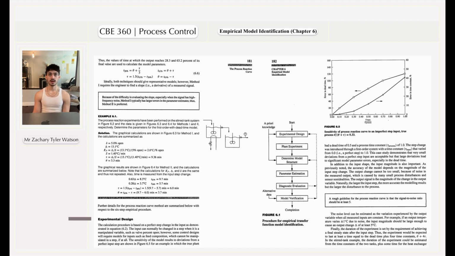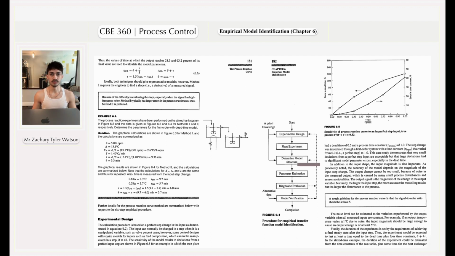For experimental design, the calculation procedure is based on a perfect step change in the input as demonstrated in equation 6.2. The input can normally be changed in a step when it is a manipulated variable, such as valve % open. However, some control designs will require models for inputs, such as feed composition, which cannot be manipulated in a step, if at all. The sensitivity of the model results to deviations from a perfect input step is shown in figure 6.5, for an example in which the true plant has a dead time of 0.5 and a process time constant tau sub p of 1.